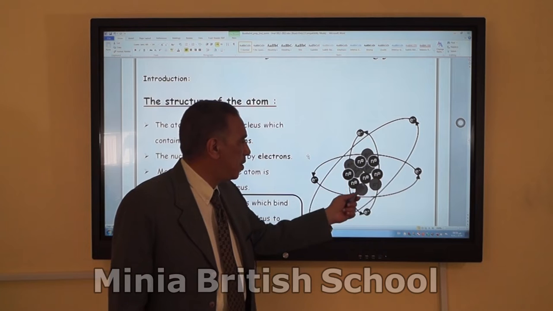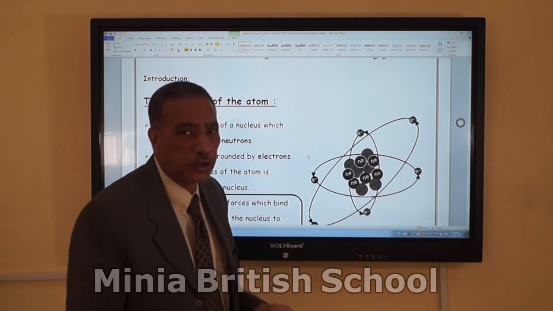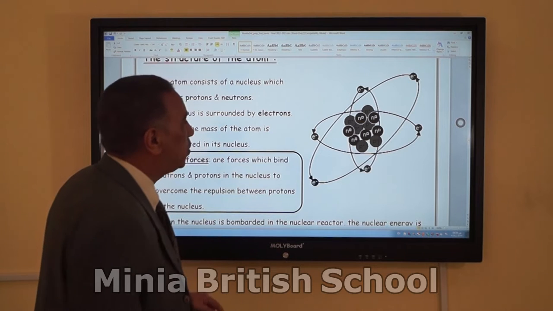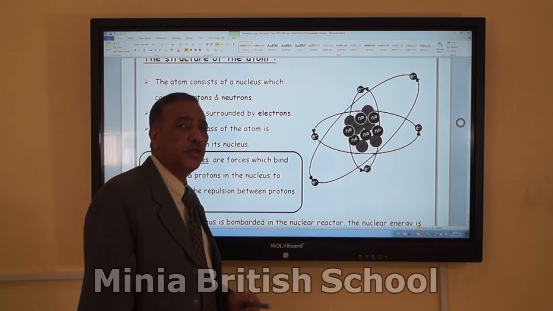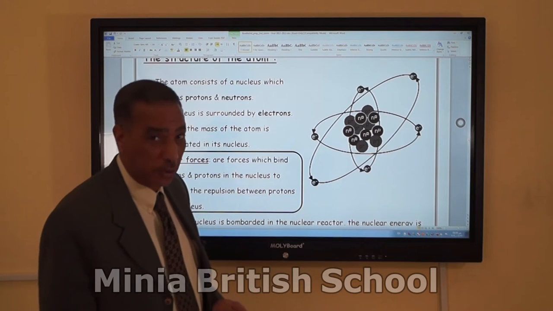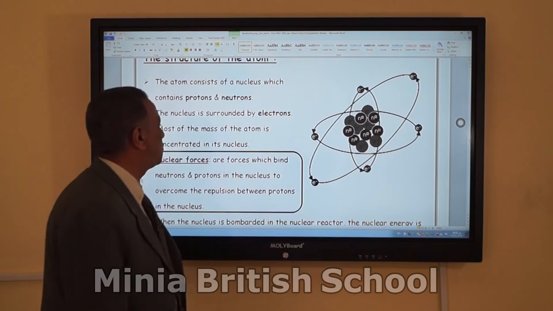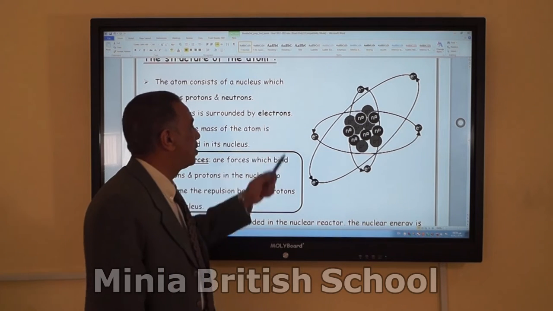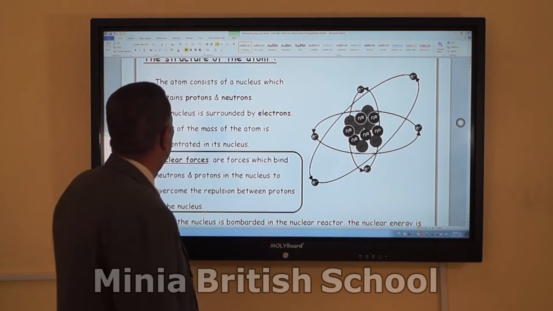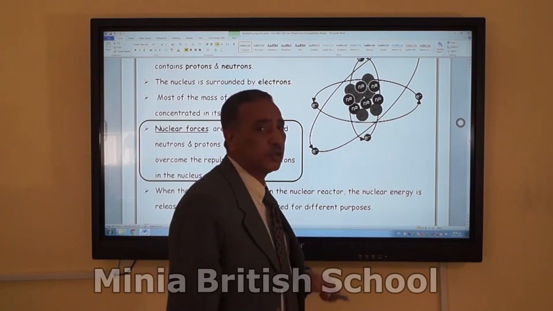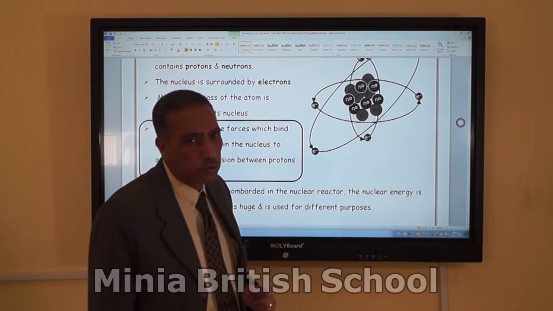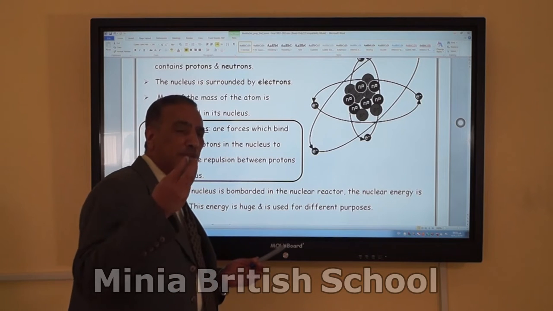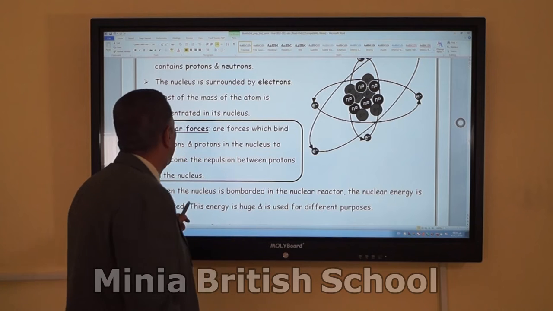Here in the center is the nucleus, containing these particles. The nucleus is surrounded by energy levels, away from the nucleus, and the particles that rotate in these energy levels are called electrons, the third type. Electrons are negatively charged. Most of the mass is concentrated in the nucleus, because the protons and neutrons are heavy compared to the mass of the electrons. That means most of the mass of the atom is concentrated inside the nucleus.